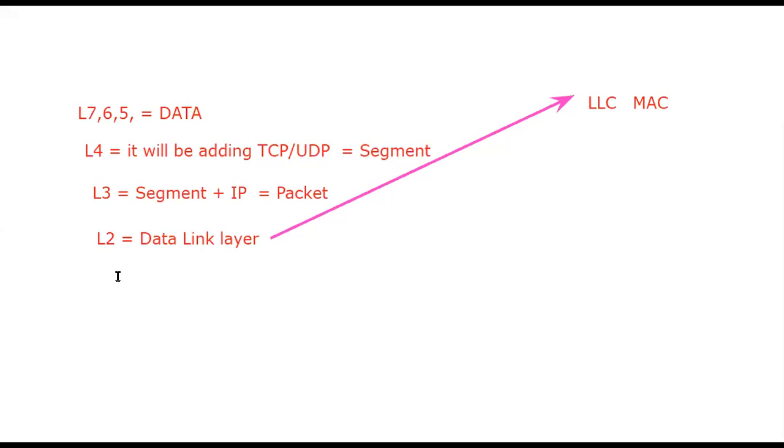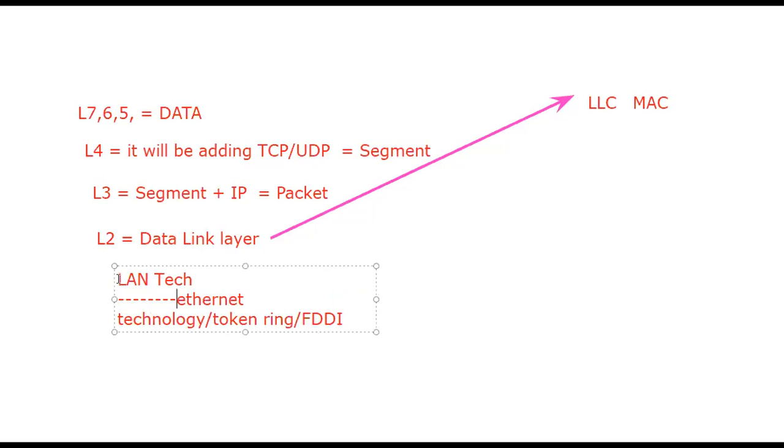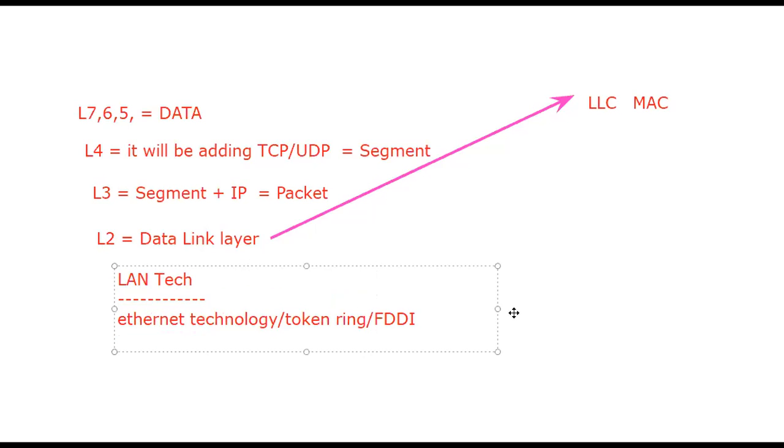Let's say I'm sending data with the help of Ethernet technology, or token ring, or FDDI. What kind of LAN technology? There are two, LAN and WAN. For LAN technology, I'm going to use one of these. So what kind of LAN technology we are using while sending data will be identified by the LLC, logical link control. And we are more reliable or more active based on Ethernet technology.